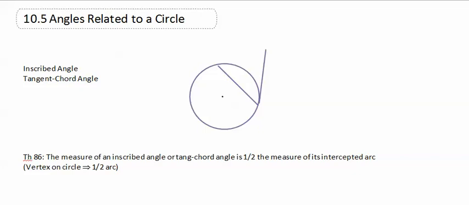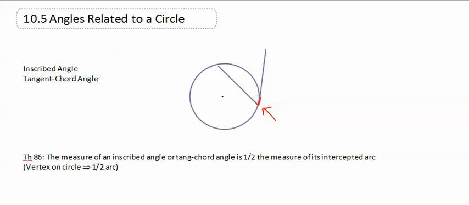A tangent chord angle is just as its name suggests. It's made up of a tangent and a chord, as you can see in this diagram right here. So this is the angle formed by the tangent line and the chord. Now, the theorem that goes along with this is the measure of an inscribed angle or tangent chord angle is half the measure of its intercepted arc.